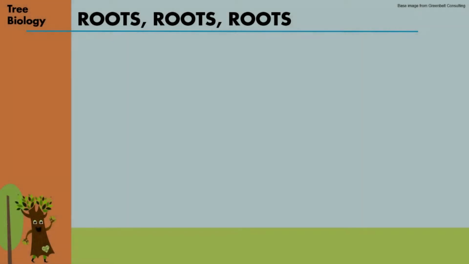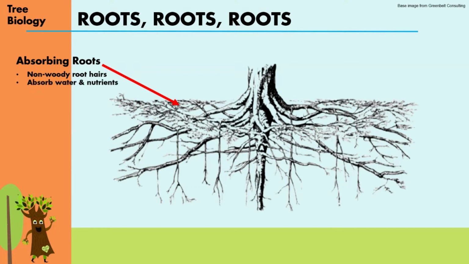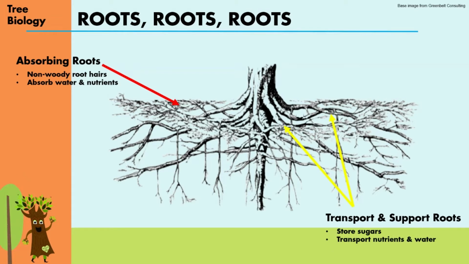As you can see in this image, roots come in a variety of sizes and densities. First, we have absorbing roots. These are fine, non-woody root hairs which absorb water and the 14 essential elements from the soil. Next, we have transport and support roots. These larger roots store sugars when the tree is dormant and transfer nutrients and water from the absorbing roots to the rest of the tree. And finally, these larger roots help to anchor and stabilize the tree.